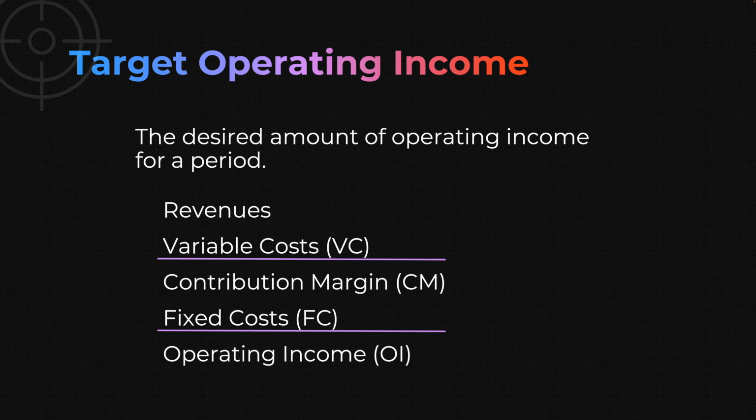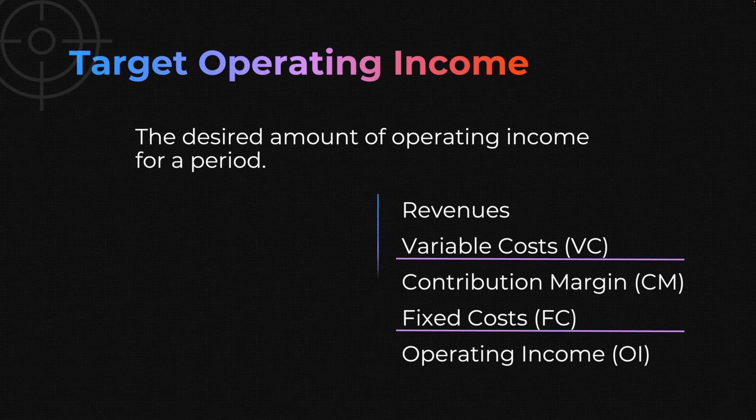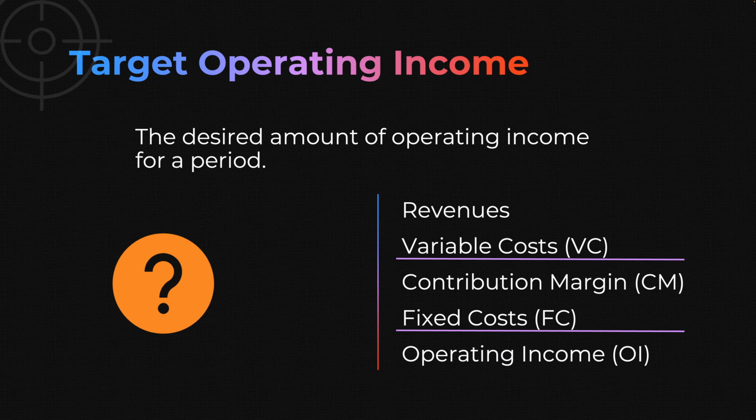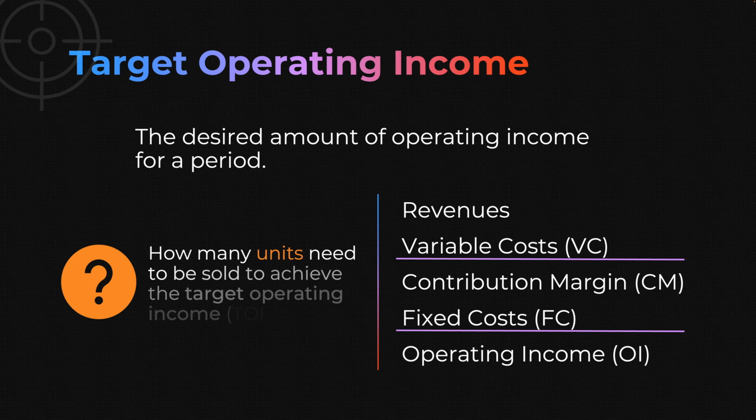The target operating income is that operating income line you are seeing on the screen, and it's basically the organization's goal. Instead of using the word goal, they use the word target. Now, a natural question then arises: how many units need to be sold to achieve the target operating income for the business? We can use a variation of the calculation we came up with for break-even quantity to calculate the number of units required to achieve the target operating income.